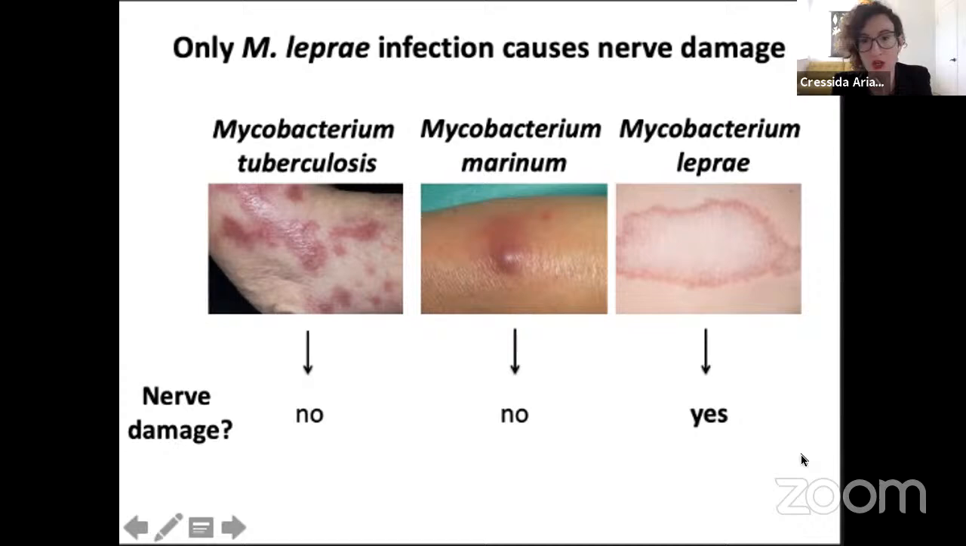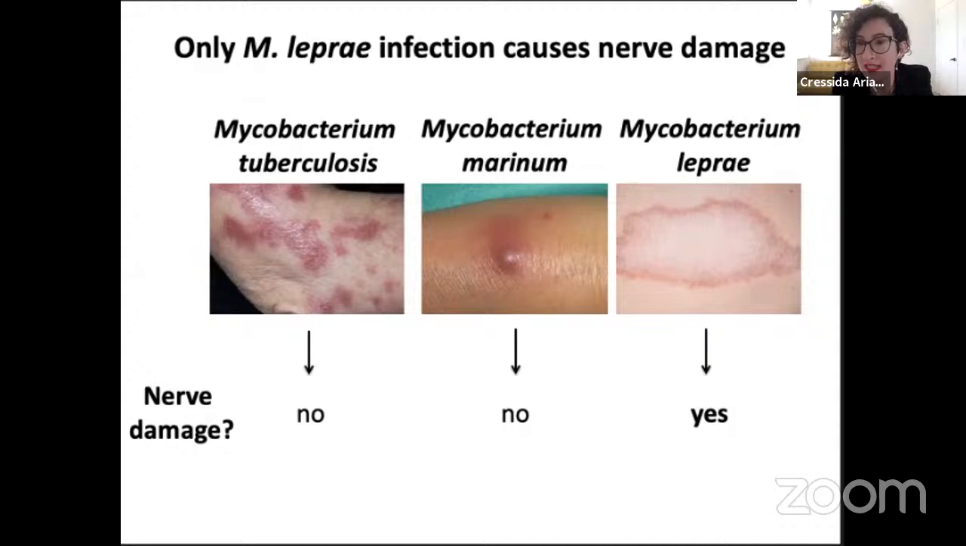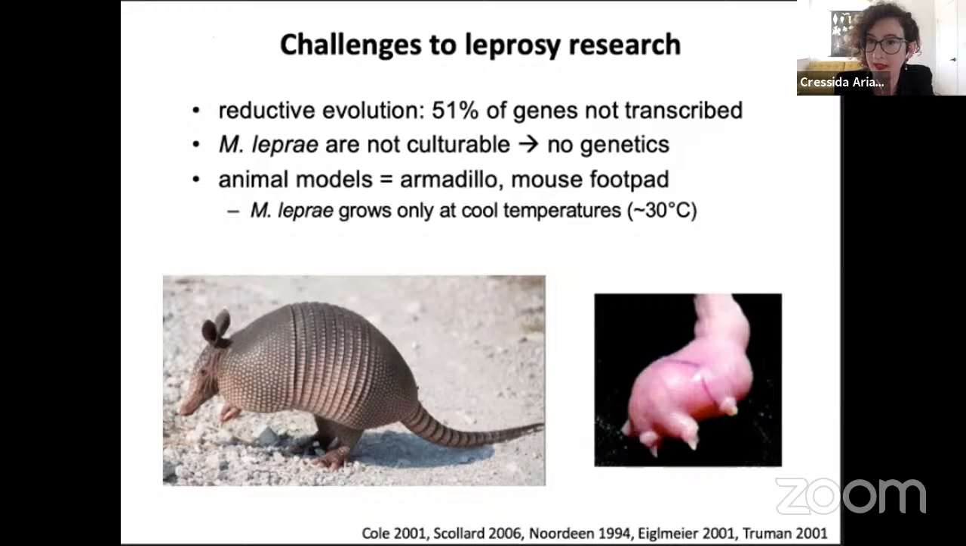And it's not just the presence of mycobacteria in the skin, right? However, it's been difficult to understand what the mechanisms of this nerve injury are and to really understand the neuropathogenesis of leprosy. And that's in part because of some of the unique aspects of the biology of M. leprae. So first of all, M. leprae has undergone an extreme reductive evolution.